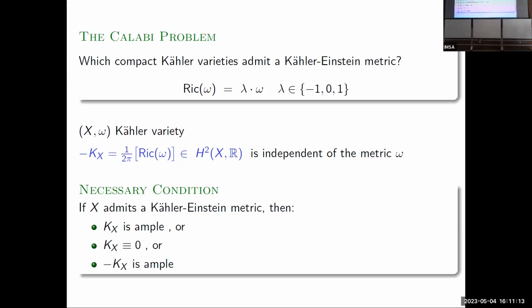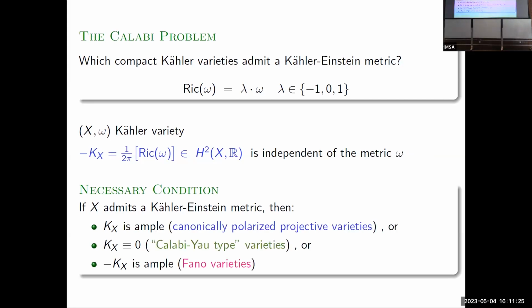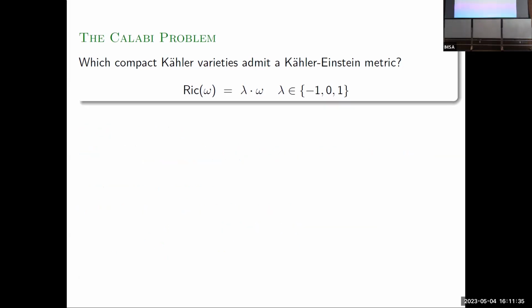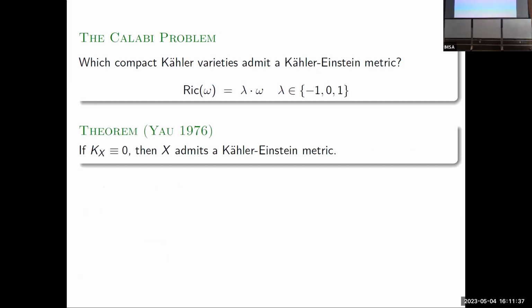In algebraic geometric terms, we say that either the canonical class is ample, or it is numerically trivial, or it's anti-ample. This corresponds to these 3 big classes of varieties: canonically polarized varieties, Calabi-Yau varieties, and Fano varieties. Finally, I remind you that for the first 2 classes, the problem has been solved.